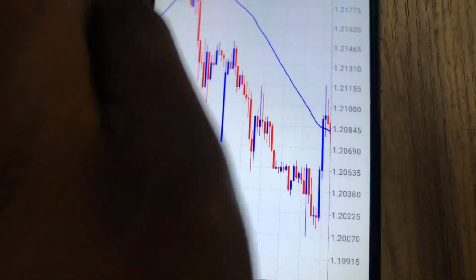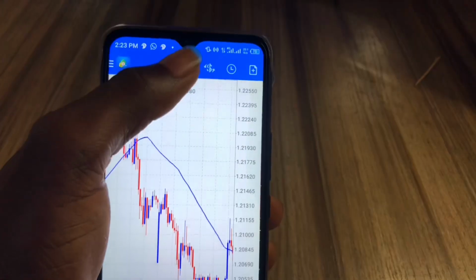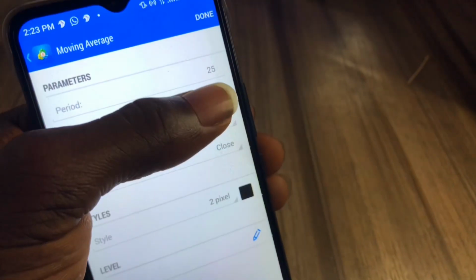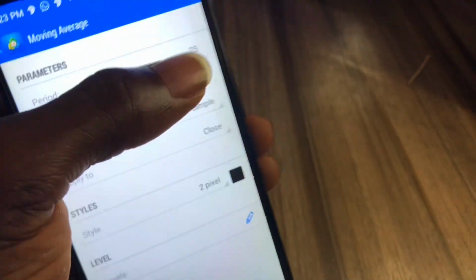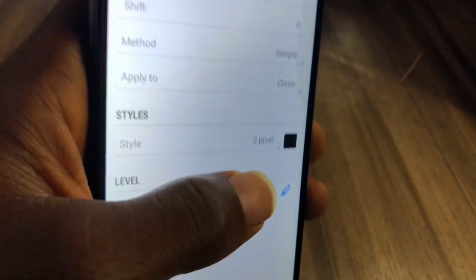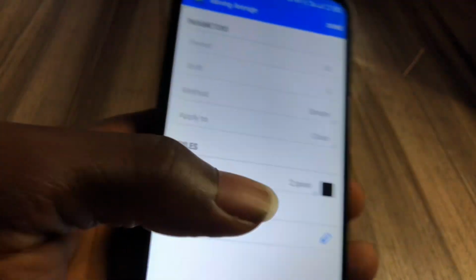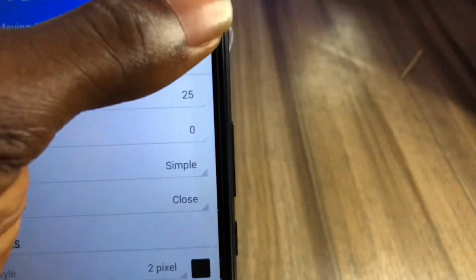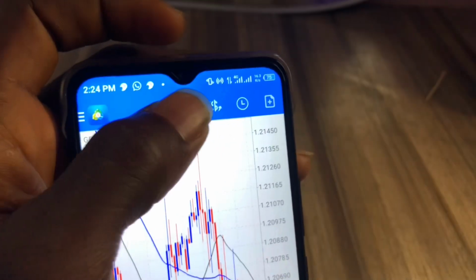So what you need to do right now is grab your phone, go to the indicator section, tap into that indicator section and go again to the moving average. Put the first period to be 25, shift should be 0, method should be simple, apply to close, then go ahead and reduce the pegs out. Once you've made this one 25, you can go ahead and hit done.